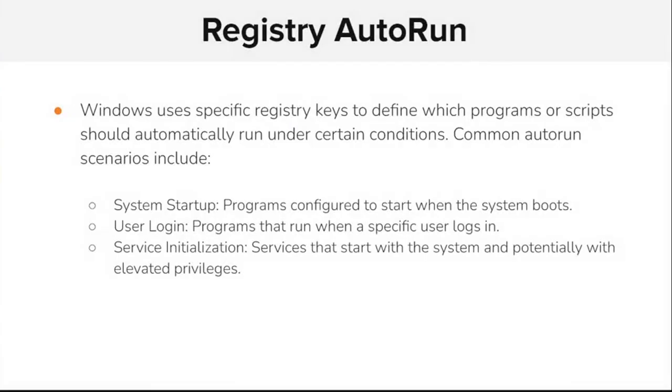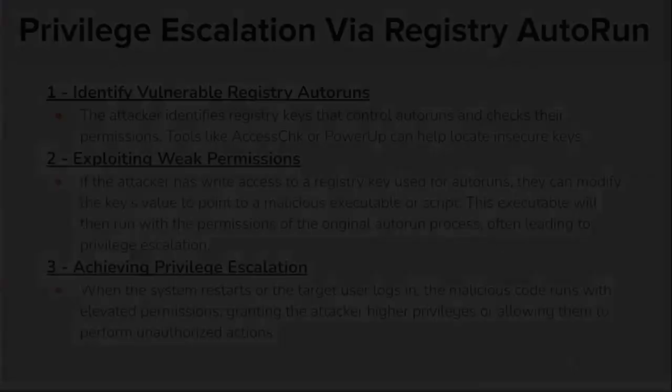Delving a little bit deeper into autoruns, Windows uses specific registry keys to define which programs or scripts should automatically run under certain conditions. The common autorun scenarios include system startup: these are programs configured to start when the system boots. You then have user login, where these are programs that run when a specific user logs in. And then service initialization: these are the services that start with the system and potentially with elevated privileges.